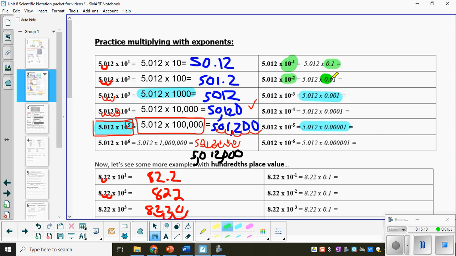10 to the negative 2 was this. 10 to the negative 3 was this. 10 to the negative 4 was this. 10 to the negative 5 was this part. And 10 to the negative 6 is this.